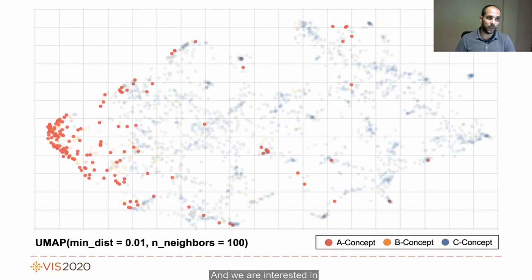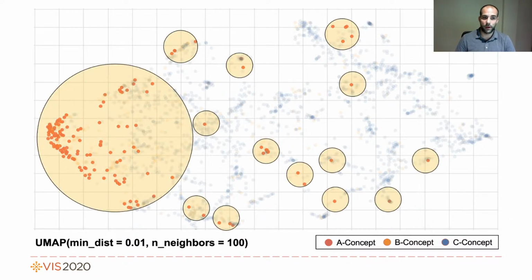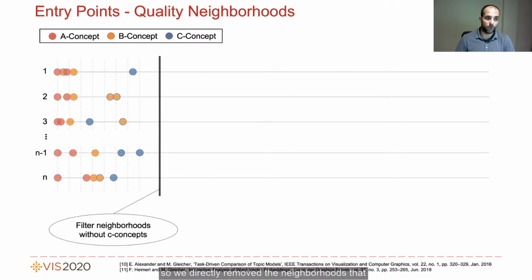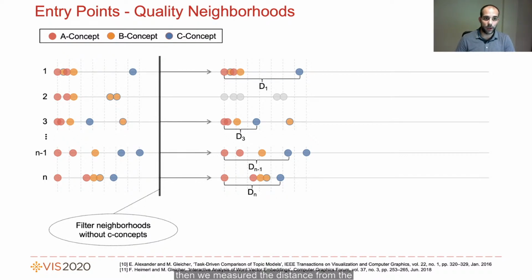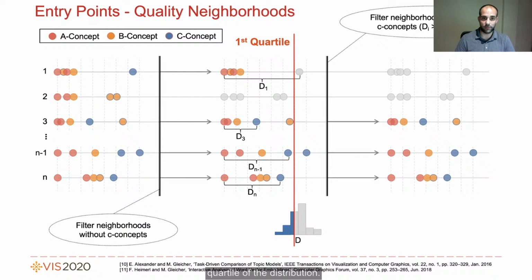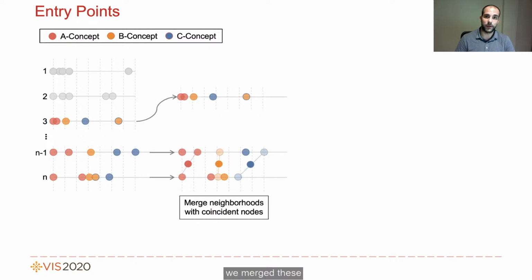And we are interested in analyzing the neighborhoods that connect A concepts to C concepts in the shortest possible distance. For this, we coined the concept of quality neighborhoods. We removed directly the neighborhoods that did not contain C concepts. Then we measured the distance from the A concept originating the neighborhood to their closest C concept in the neighborhood, and we only took those that fell within the first quartile of the distribution. And finally, we merged these neighborhoods when they have coincident nodes.